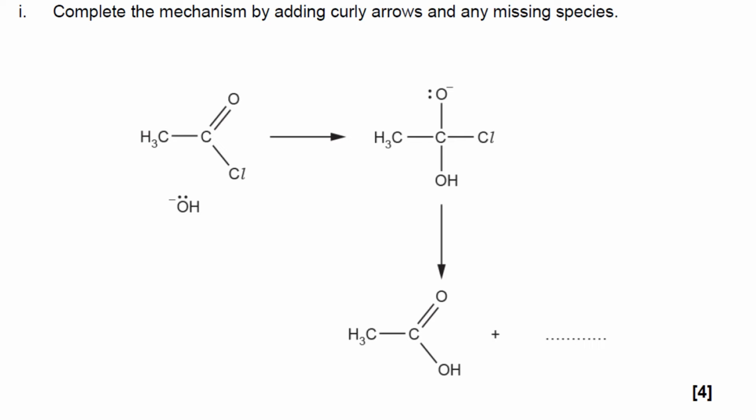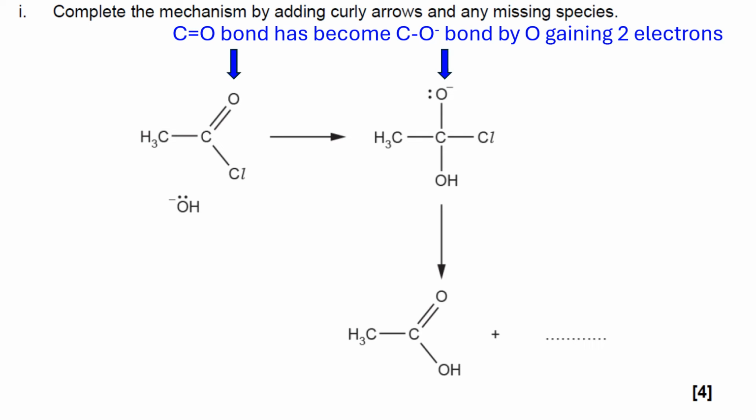So let's have a look at another example. They want you to complete this mechanism by adding curly arrows in any missing species. So looking at what's happened between here and here, the first thing to notice is that C double bond O has become a C single bond O, and the oxygen has picked up a negative charge. They've also put in a lone pair there, so it must mean it's gained two electrons. So let's think about where they might come from in a moment.